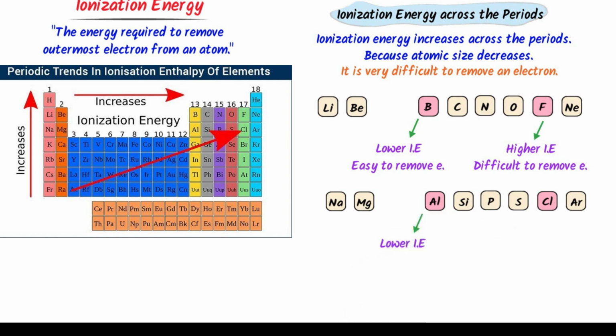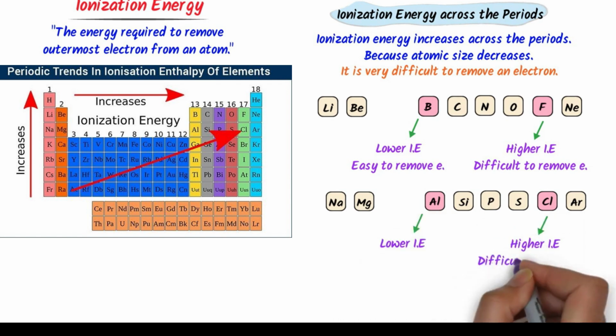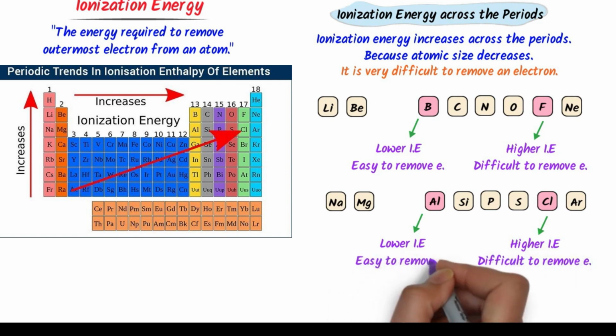Aluminium has a lower ionization energy than chlorine, because chlorine has smaller size than aluminium. Hence, we say that chlorine has high ionization energy and aluminium has lower ionization energy. Thus, remember that ionization energy increases from left to right in the period.